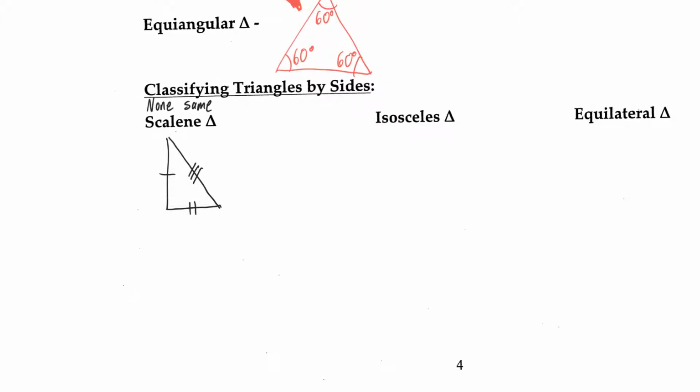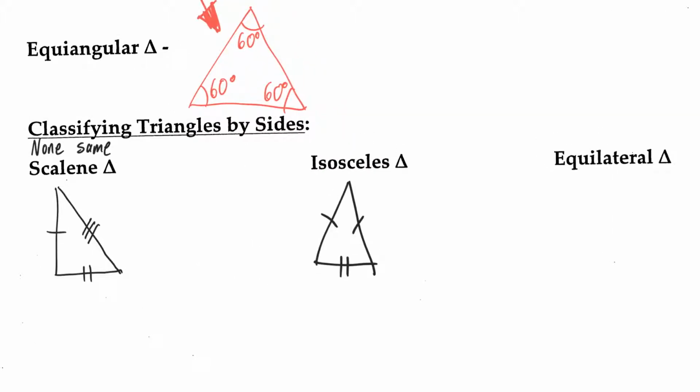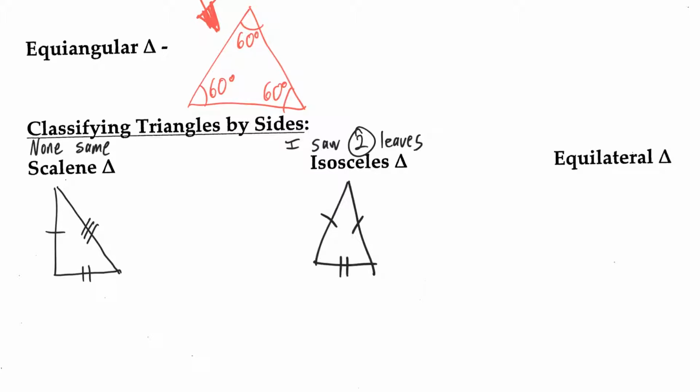Okay? What does isosceles mean? Two sides are the same. Okay? And then the third one is different. I know this is dumb, but I heard this a long time ago. In fact, I think one of my students came up with this, but they heard it somewhere. I saw two leaves. Isosceles. I saw two leaves, not some. If you saw some, then that totally destroys the purpose of that. Isosceles. I saw two leaves. Two of them are the same.